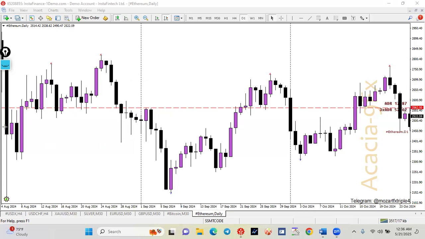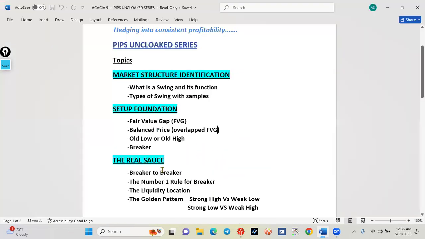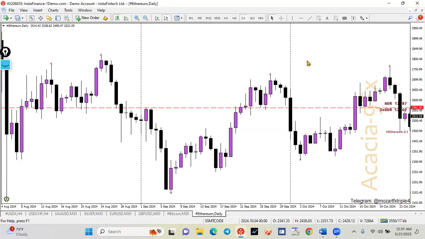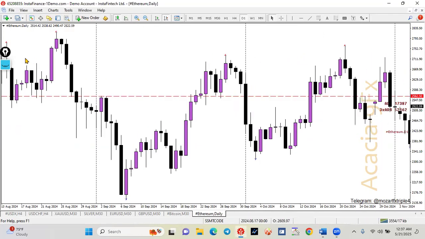Okay. So if that is the case, you just need to maintain seeing those fair value gaps and balance price, overlap fair value gaps. So it's more important that you understand this. The last one that I will talk about today is the old low and old high. This is fundamental also. When price reaches a spot that price has been to before, like this one now is an old high, price can reject it and start coming down. That's what I want you to be looking at, old high.